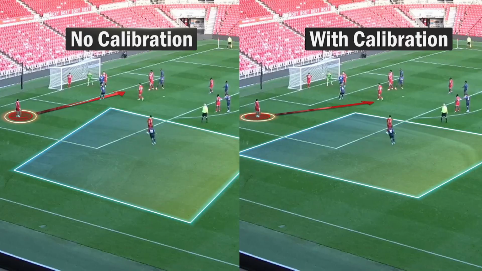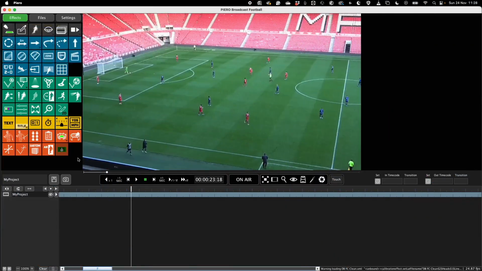Before I get started, I should point out that the procedure has changed since version 20. I'll be using soccer football for this example, but these essentials will be aimed at all sports. Keep an eye out for sport-specific tracking videos or check out the PIERO user guide for more. To get started, select the calibration tool.